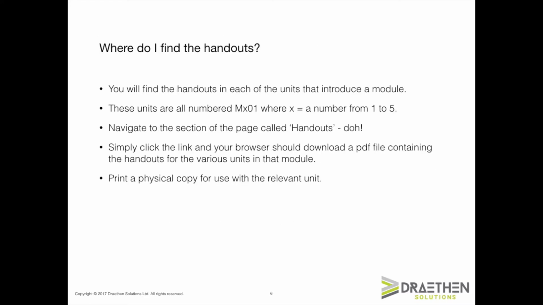Handouts for each unit can be found in the units that introduce a new module. All of these units are numbered MX01, where X is a number from 1 to 5. If you scroll down one of these pages, you will find a section called Handouts and links to handouts for each of the units within that module. Simply click the link and your browser should automatically download a PDF file for each unit in the module. As above, I strongly recommend that you print a physical copy for use as you watch the content for each of the units.